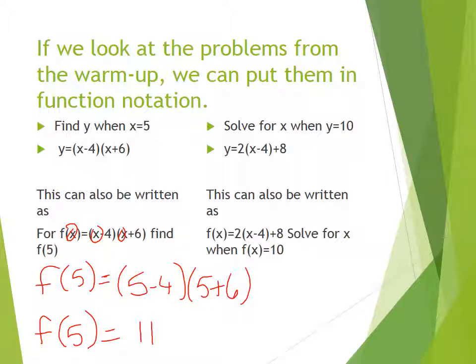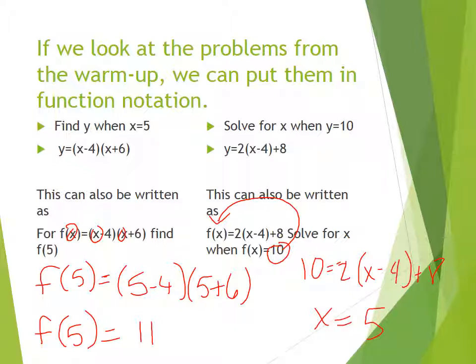Same thing here, except now when we have f of x equals 10, we're plugging in this 10 for that f of x. So we do it the same way. So 10 equals 2 times x minus 4 plus 8. And again, we solve. So we're going to end up with, I think it was x equals 5 from our warm-up.